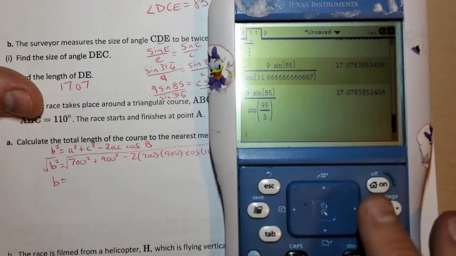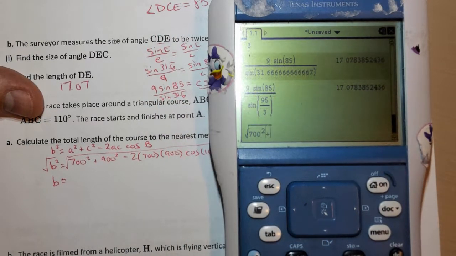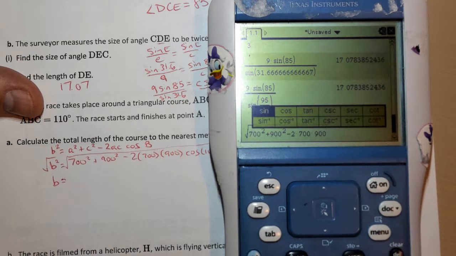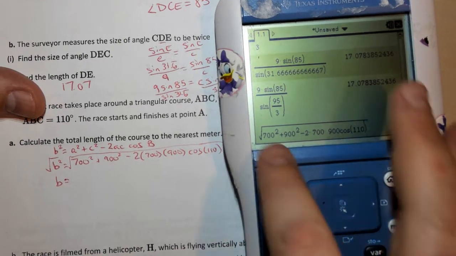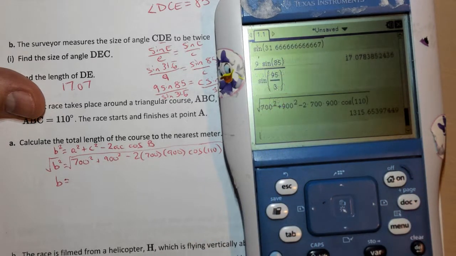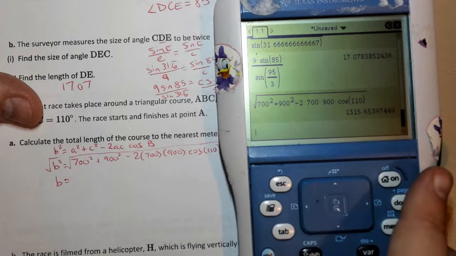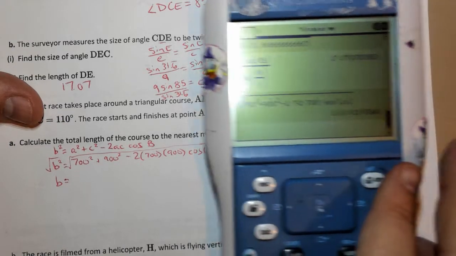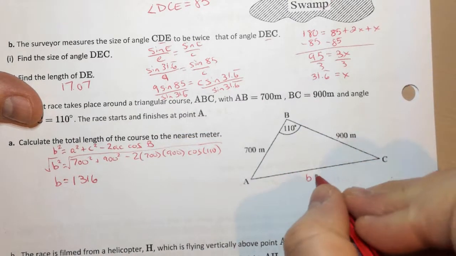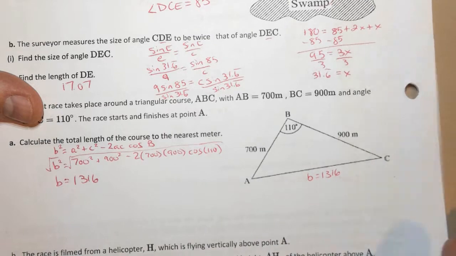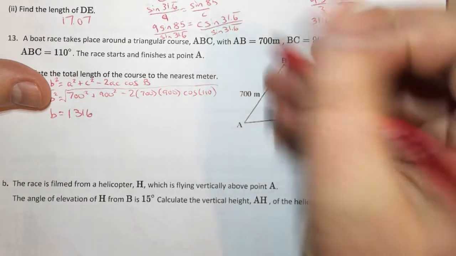All right, so grab a calculator. We're going to do square root of 700 squared plus 900 squared, minus 2 times 700 times 900 times the cosine of 110. Okay, double check 700. Hit enter, make sure it looks the same, and we get our answer. So it says nearest meter, which would be 1,316.